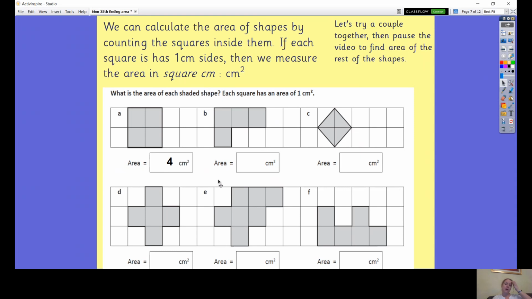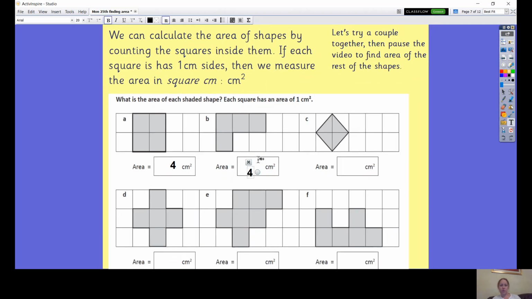which sounds a little bit more technical and mathsy than sticky notes. So you can pause the video here and have a go at working out the area for the rest of the shapes, and we will come back together in just a second and go through those. Okay, so let's have a look at these together. Going to count them. So each square, as we said, is 1 centimetre square. So we've got 1, 2, 3, 4 again. So the area of that one is 4 centimetres squared again.